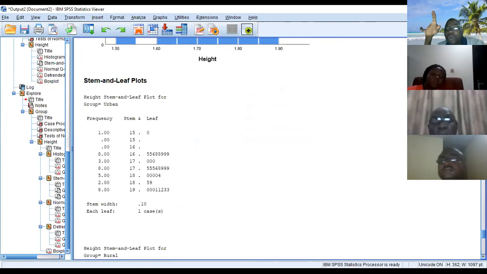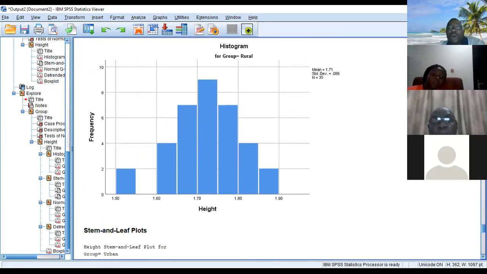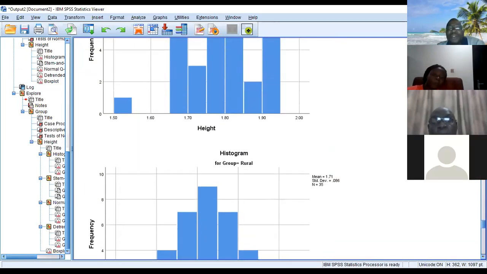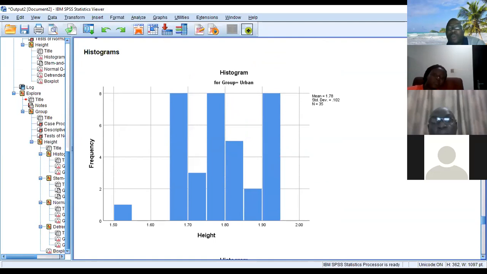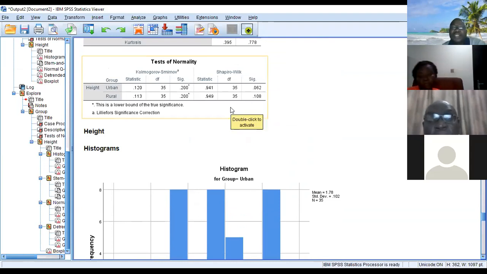Go up to that Shapiro-Wilk test. You see that the rural is more normally distributed than urban. Can you see? Because this urban here is almost significant, as if it's skewed, almost. Whereas this one is not significant. That shows that the rural is more normally distributed. The little skewness you see is in the urban.